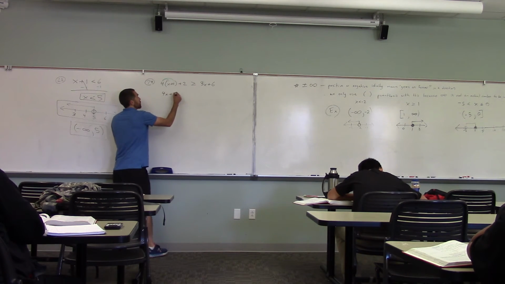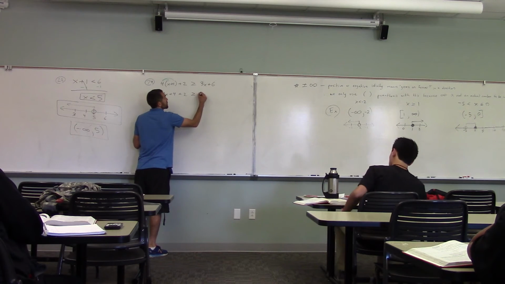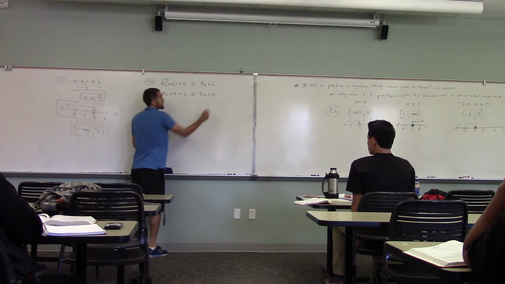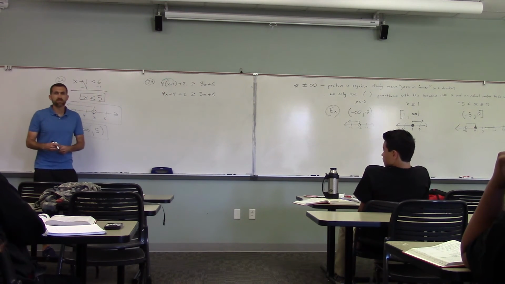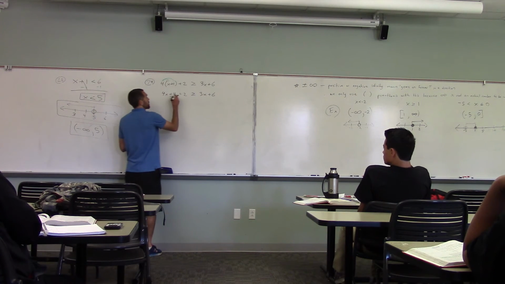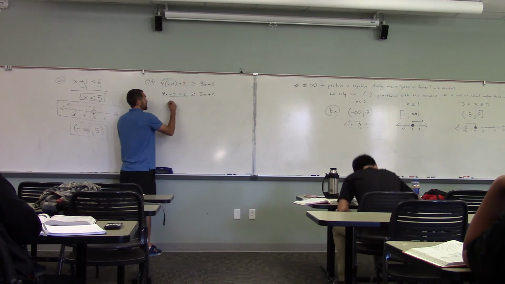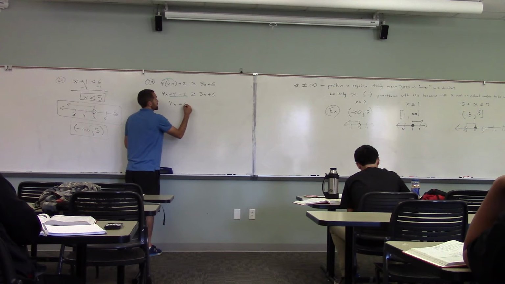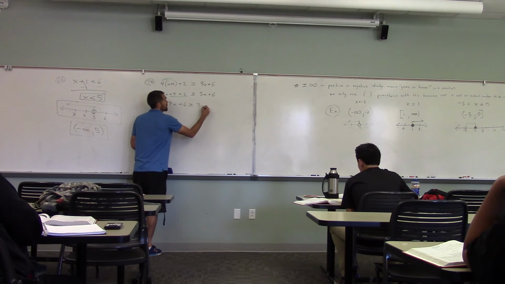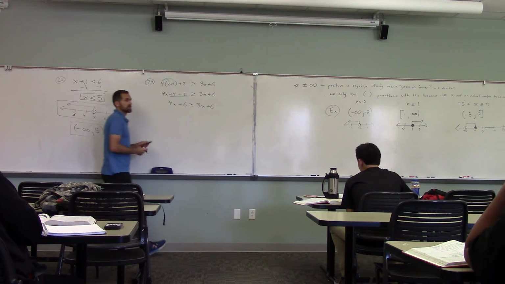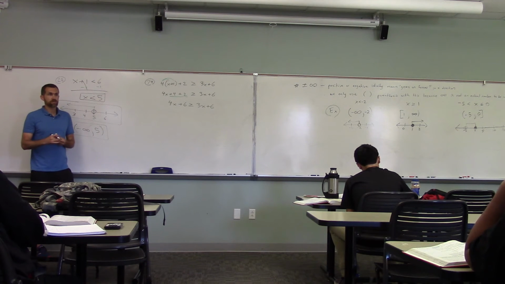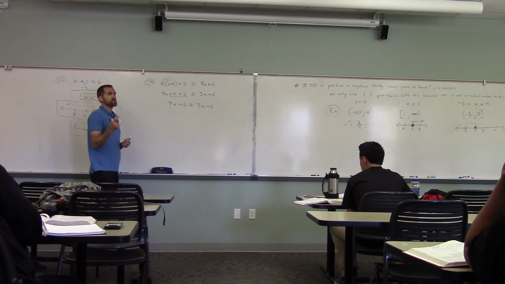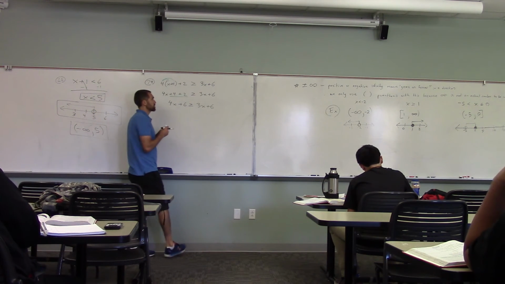4x plus 4 plus 2 greater than or equal to 3x plus 6. Okay, combine like terms. So we've got 4 plus 2 is 6, so 4x plus 6 is greater than or equal to 3x plus 6. Subtract this 6? Yeah, I would do the x's first, it doesn't matter, you absolutely need one.